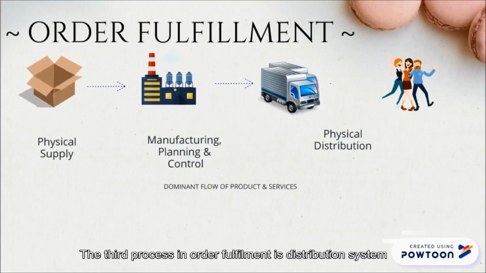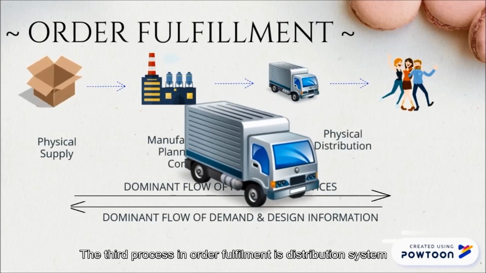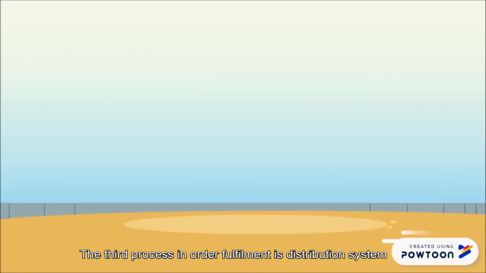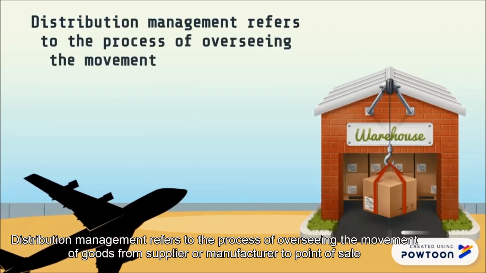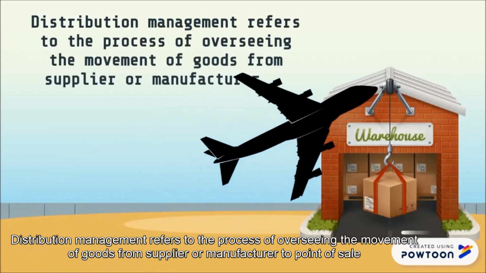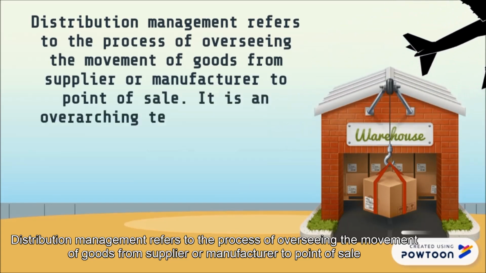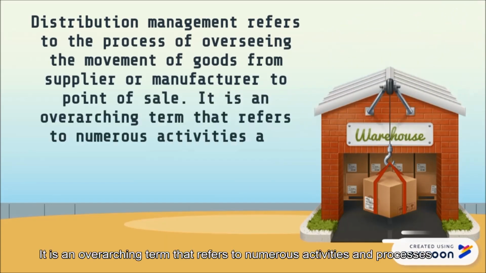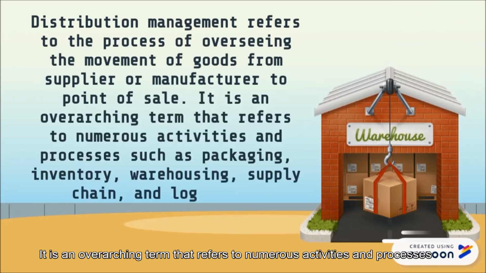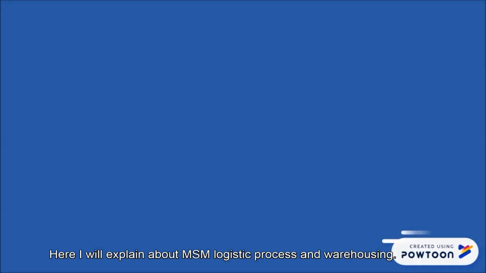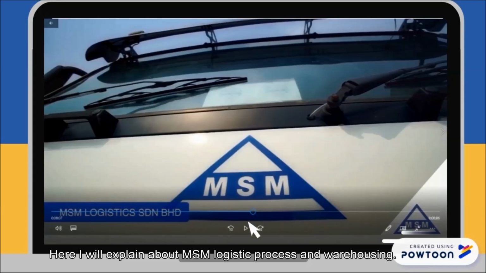The third process in order fulfillment is the distribution system. Distribution management refers to the process of overseeing the movement of goods from supplier or manufacturer to point of sale. It is an overarching theme that refers to numerous activities and processes. Here, I will explain about MSM's logistic process and warehousing.